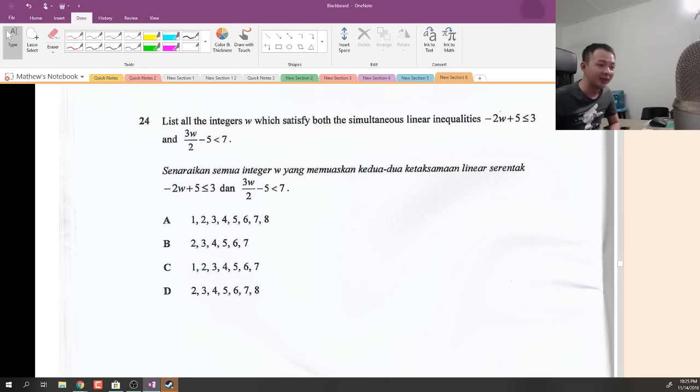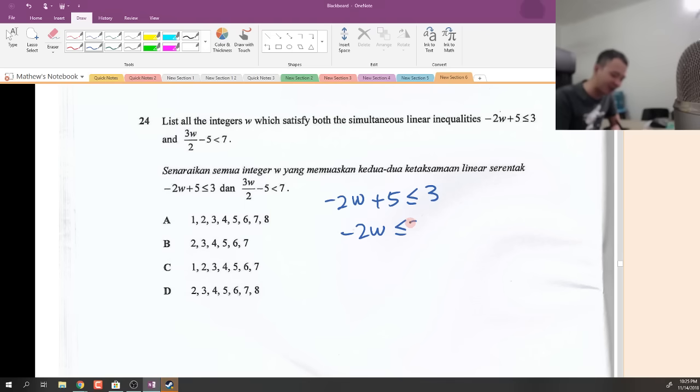Okay, list all the integer w that satisfy both simultaneous linear inequalities. So I solve the first one first. Negative 2w plus 5 is less than or equal to 3. I can move the 5 to the other side, it becomes 3 minus 5. So negative 2w is less than or equal to negative 2.